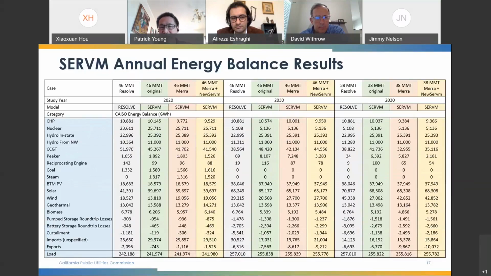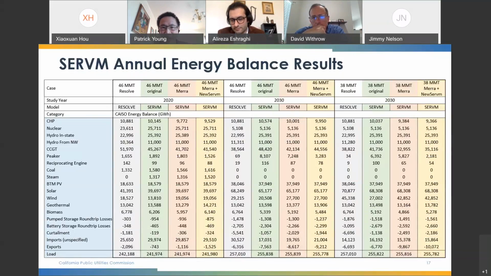So in this slide, this is an even busier table, but this is the complete results for the annual energy balance. The structure of the table is similar to what you just saw. There is an additional set of columns to show the original Resolve model results side by side.